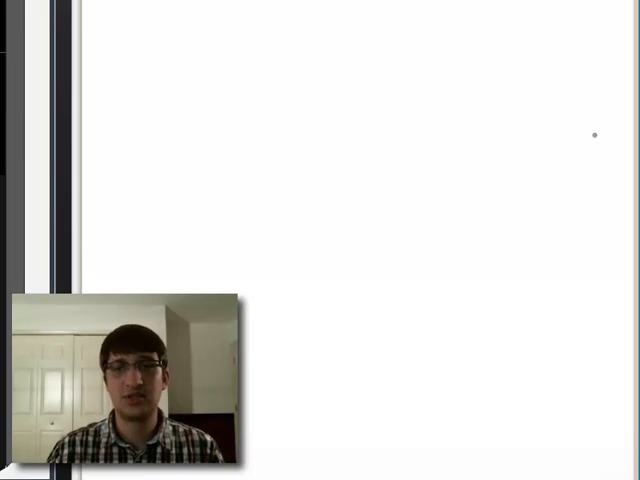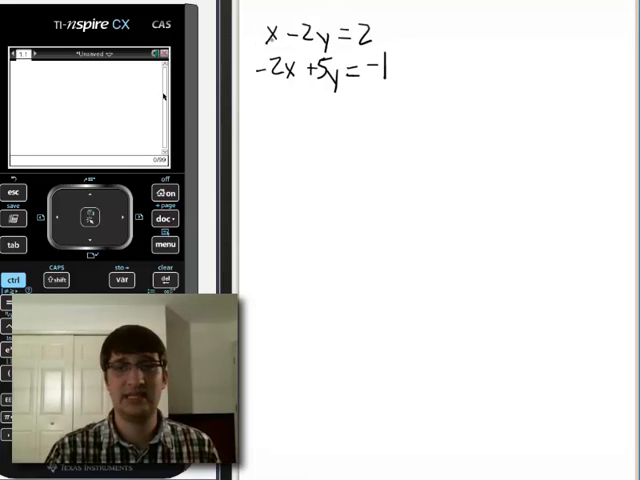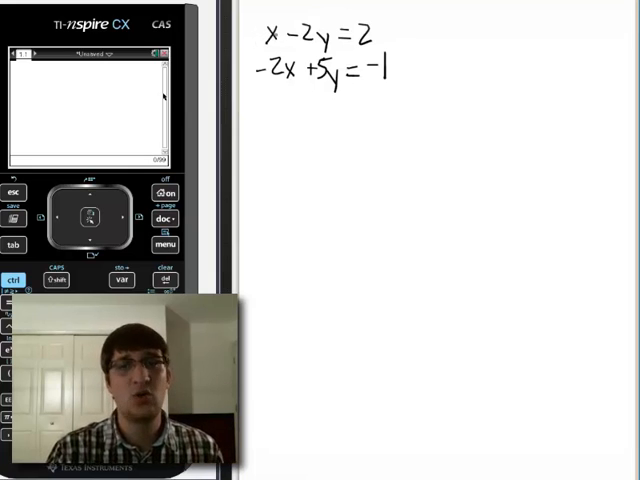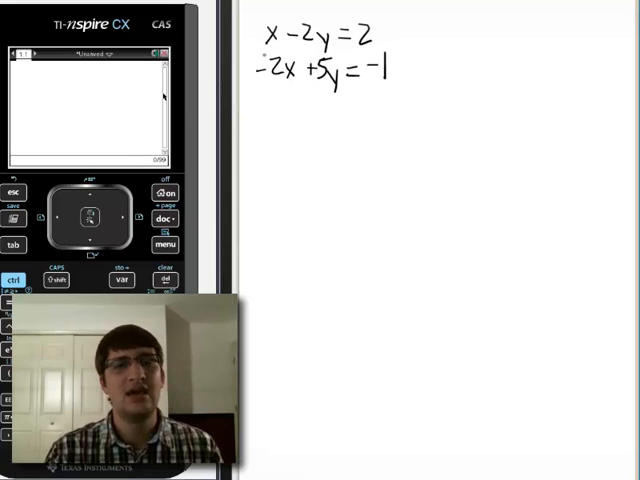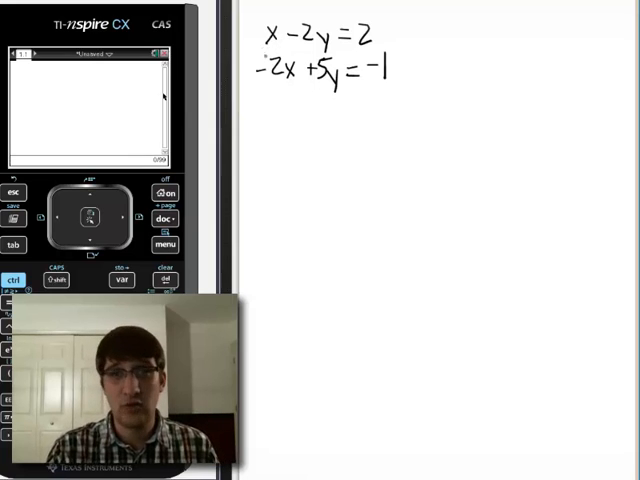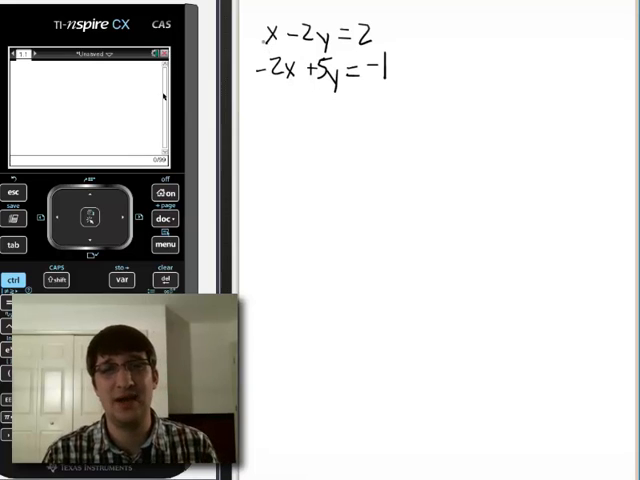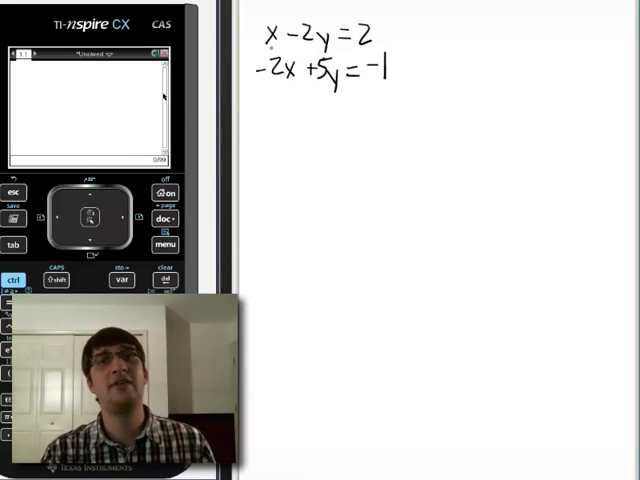So if you look at the top one, I'm going to pay attention to x's. If this x were a positive 2x, that would be the opposite of negative 2x here on the bottom. It's not already like that, so I'm going to force that to be a 2x. And to do that, I'm going to have to multiply it by 2. But if I multiply that by 2, I have to make sure everything else gets multiplied by 2.